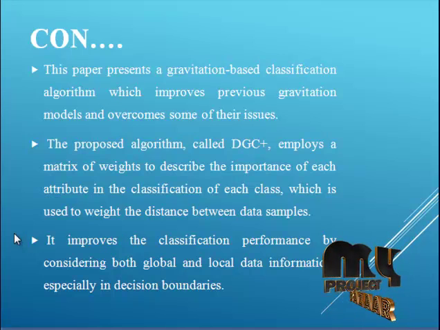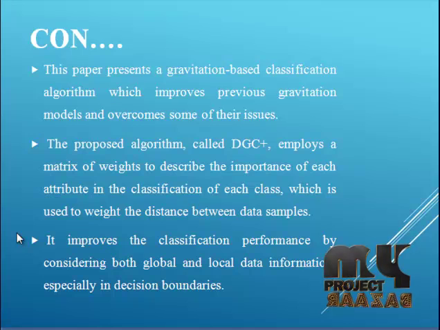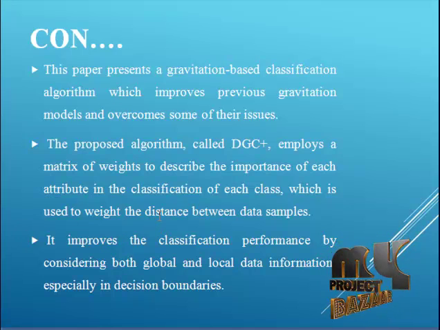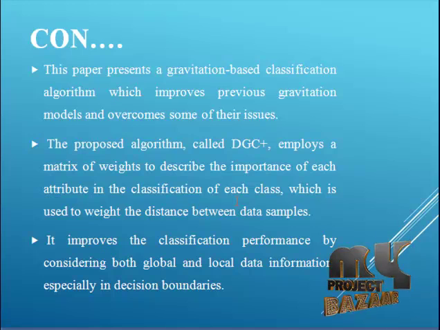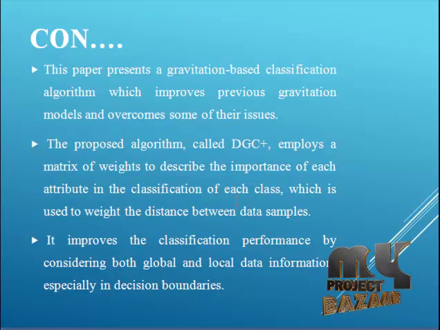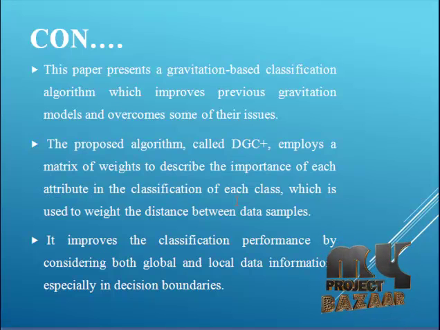This paper presents a gravitational based classification algorithm which improves previous gravitation models and overcomes some of their issues. The proposed algorithm, called DGC+, employs a matrix of weights to describe the importance of each attribute in the classification of each class, which is used to weight the distance between two samples. It improves the classification performance by considering both global and local data information, especially in decision boundaries.